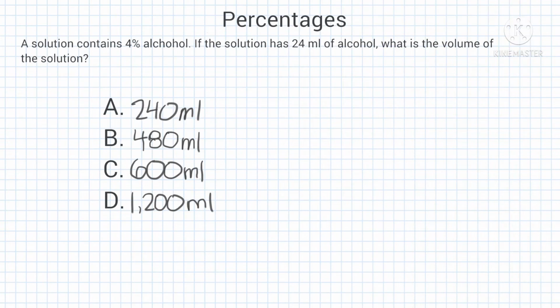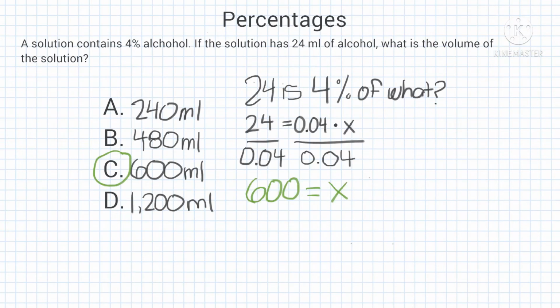Next problem is about percentages. We know that 4% of the solution is 24 milliliters. So 24 is 4% of what number? We can turn this question into an equation. Is means equals, of means multiply, and the word what can be replaced with the variable x. Solving for x, we have to divide both sides by 0.04 to get it by itself. And we get 600, so the volume of the whole solution is 600 milliliters.